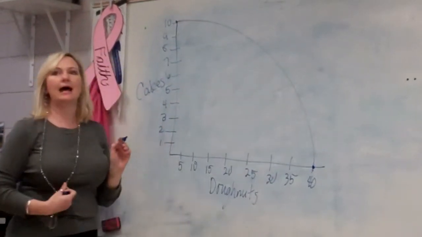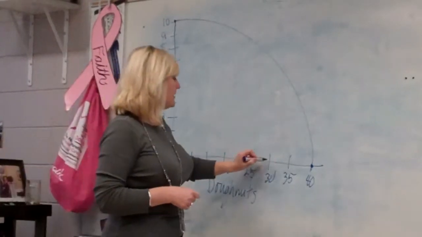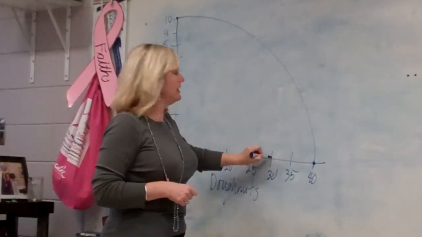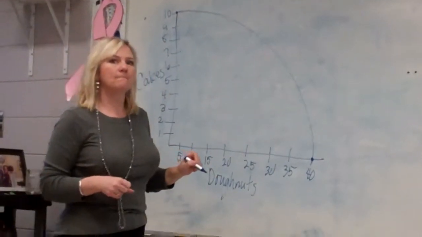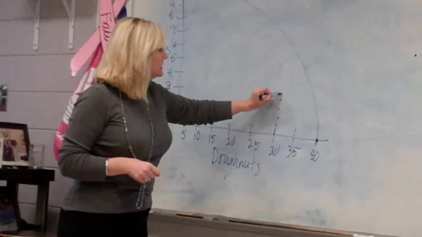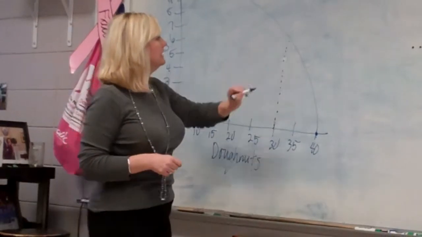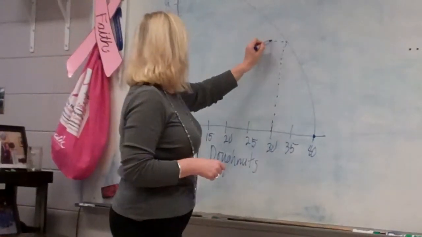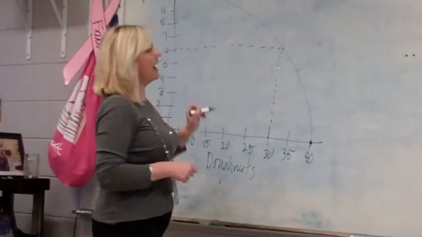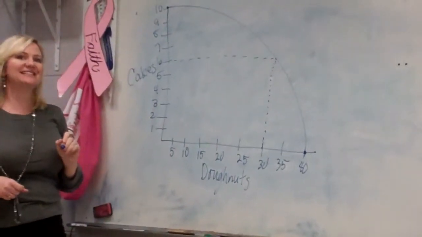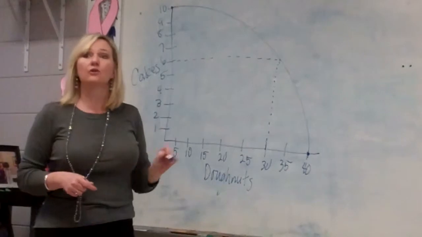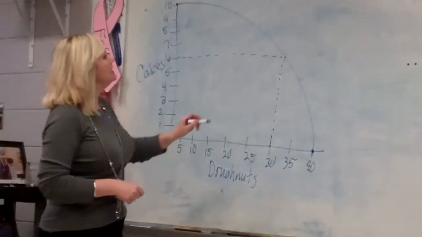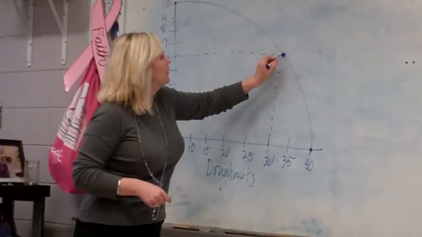So let's say that I've said today I'm going to make 30 dozen donuts. At 30 dozen donuts, how would I determine how many cakes I have time to make? I'm going to go straight up until I what? Hit the line. And when I hit the line and go across, I have about enough resources to make 6 cakes if I'm making 30 dozen donuts. Does that make sense to you? So I am working at this point.